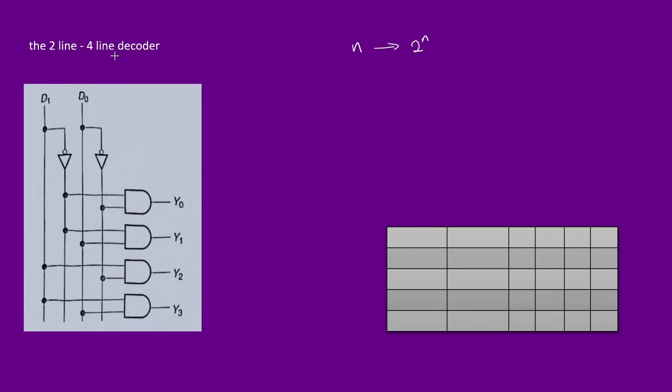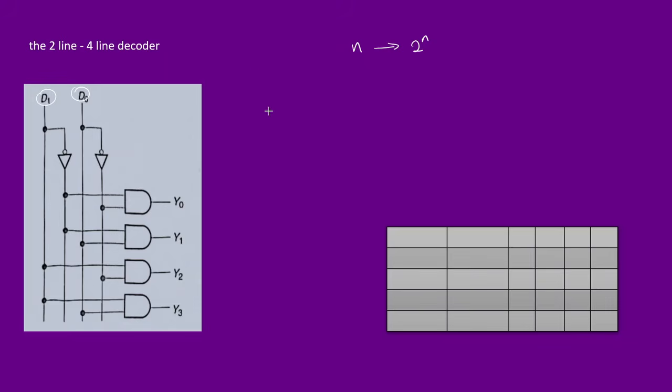So the first decoder we're going to look at is the 2-line to 4-line. Looking at our inputs, we have D1 and D0. So these are 2 inputs, n is 2. Given that n is equal to 2, our number of output lines, m, is going to be at most 2 raised to power 2, which is 4. So this is a maximum 2-line to 4-line decoder. We have y0, y1, y2, and y3.